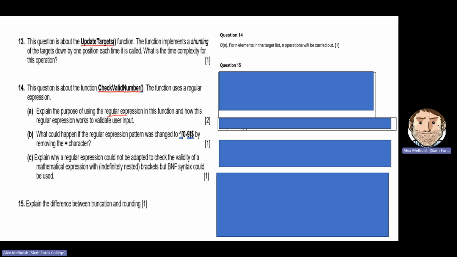Explain the purpose of regular expression. This wasn't well answered. And I think anything where you explain the purpose of, and with these regular expressions, really sort of breaking it down and getting into how it works. So people just gave a general overview about how it validates user input, which is kind of already in the question as well, to some extent. So I couldn't really give credit for that.